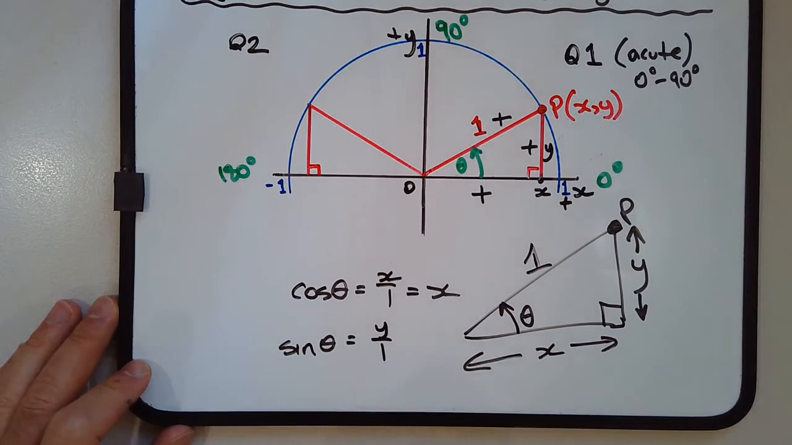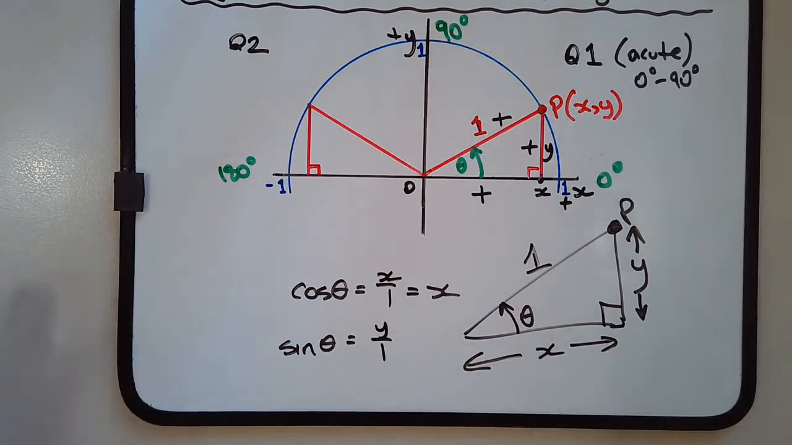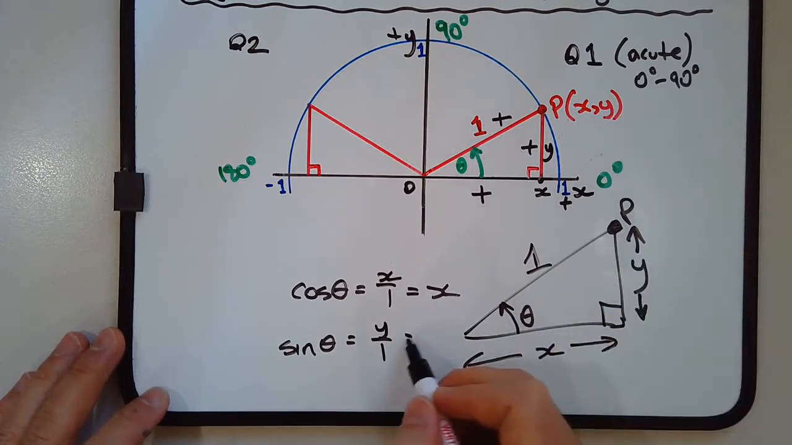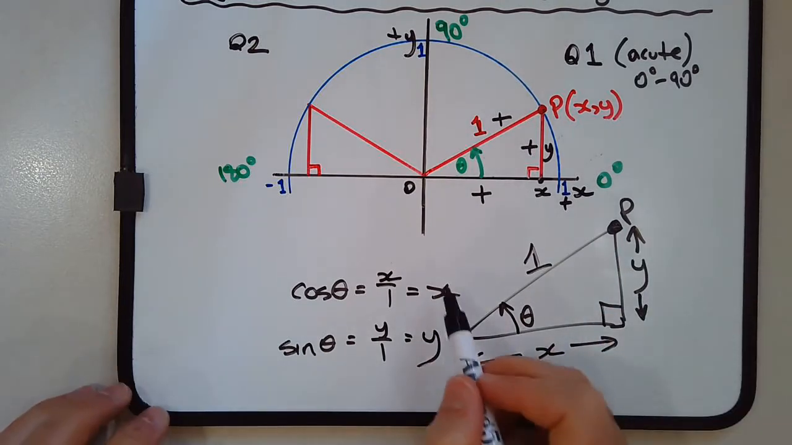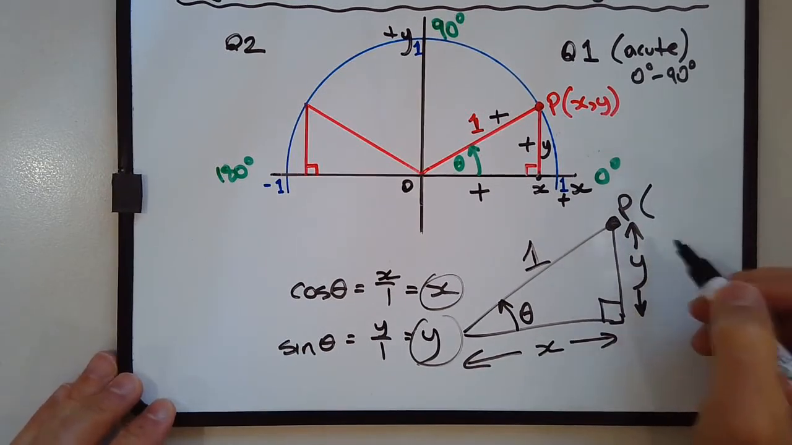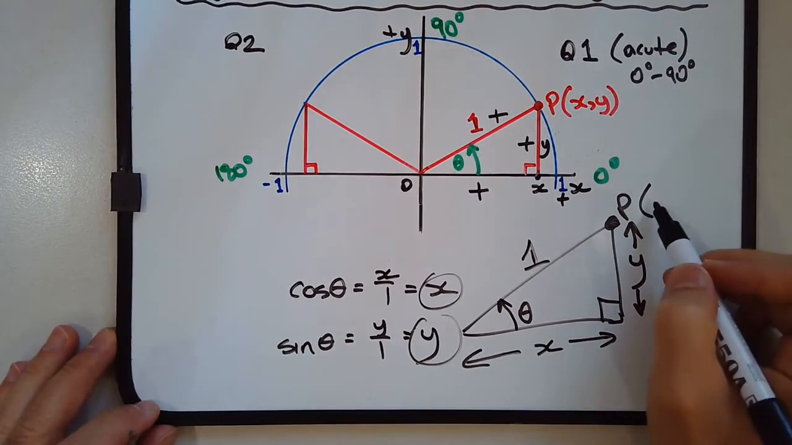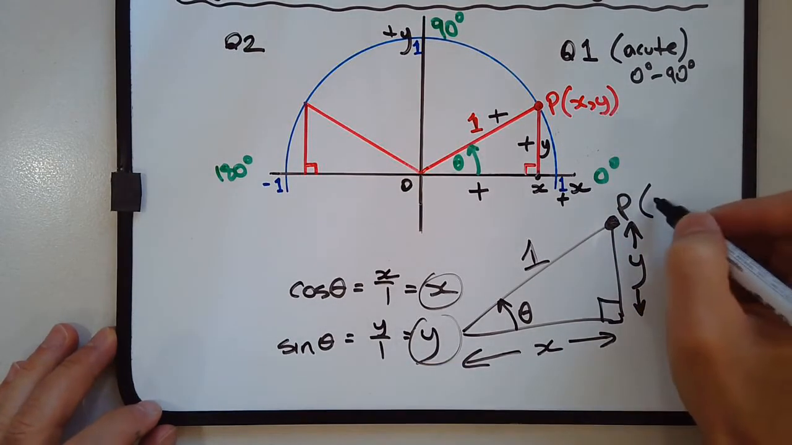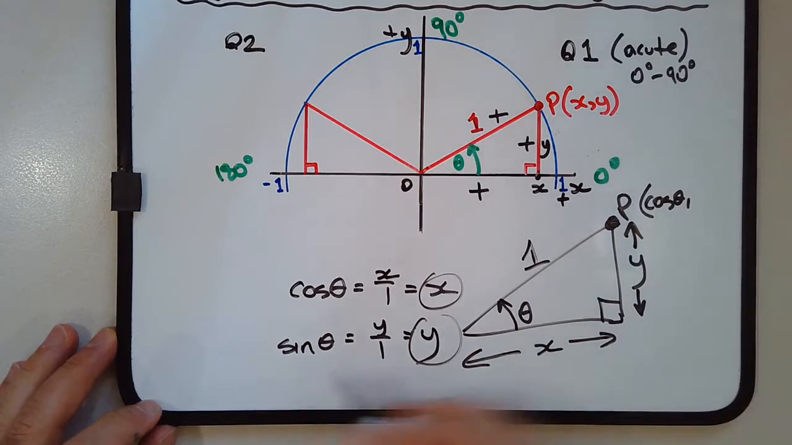Yeah, we could pick any circle. It doesn't have to be a unit circle, but let's pick whatever's easiest. Y over 1, y over the hypotenuse of 1, and that's equal to y. So these are our coordinates, aren't they? In other words, instead of writing x comma y here, I could write cos of theta, comma, sine of theta.